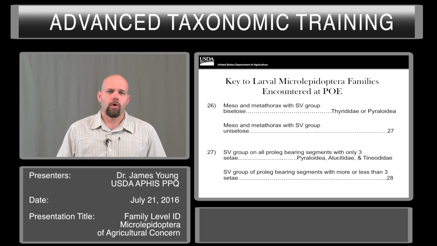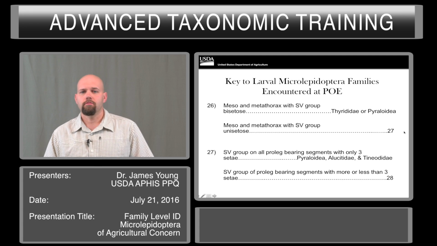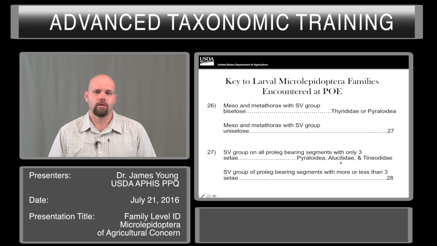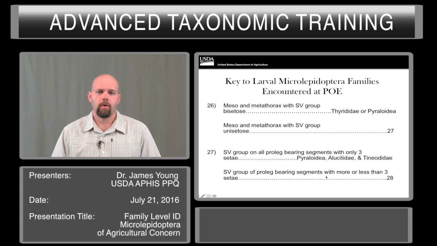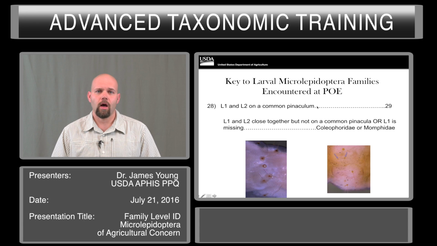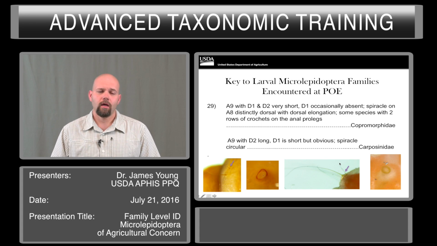SV group on all proleg bearing segments with only 3 setae. And SV group of the proleg bearing segments with more or less than 3. L1 and L2 on a common pinaculum. See here. Close together but not on the same pinaculum as shown over here. A9 with D1 and D2 very short. D1 occasionally absent. A9 with D2 long.